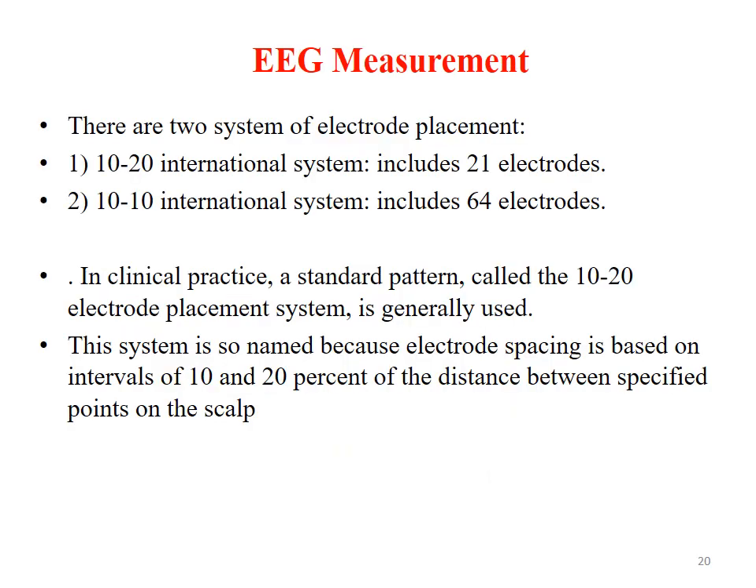EEG measurement. There are two systems of electrode placement for EEG measurement. One is the 10-20 international system that includes 21 electrodes and the other is the 10-10 international system that includes 64 electrodes. In clinical practice, a standard pattern called the 10-20 electrode placement system is generally used, which depends upon the distance between specified points on the scalp.